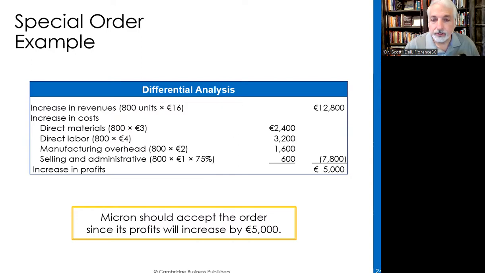We have additional 3 euros. We have labor at 4 for 800 units. We have overhead at 2 euros and selling and admin 75%. So we still have an increase in profits. Our additional costs are 7,800. Our additional sales revenues are 12,800. So a net increase of 5,000 euros per year.